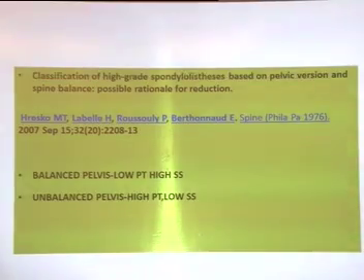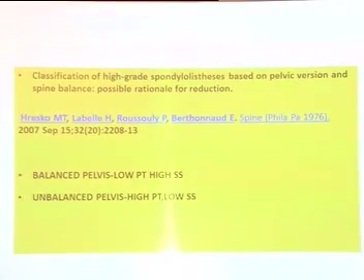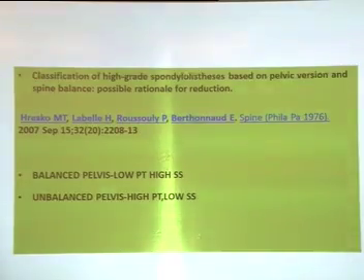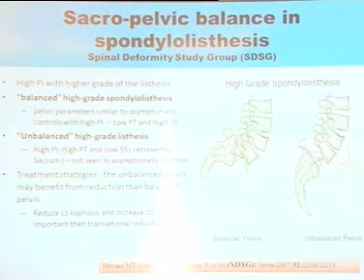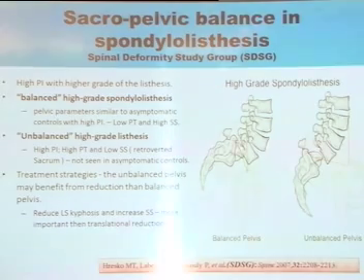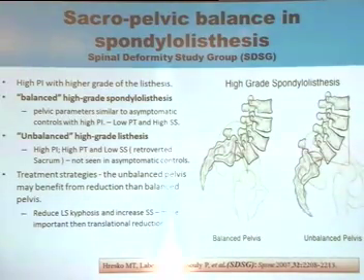Now there is a new classification of high grade spondylolisthesis that has been given by Hresko et al. Basically, we have to see whether the pelvis is balanced or unbalanced. In the balanced pelvis, there will be low pelvic tilt and high sacral slope, while in the unbalanced pelvis, there will be high pelvic tilt and low sacral slope. So, as an example, if you compare both diagrams, the sacrum is vertical in the unbalanced pelvis, and the sacrum is normal looking in the balanced pelvis. That is the basic difference between the two.